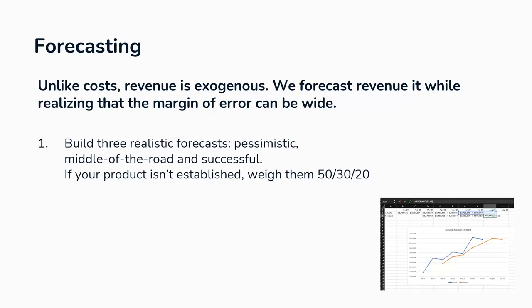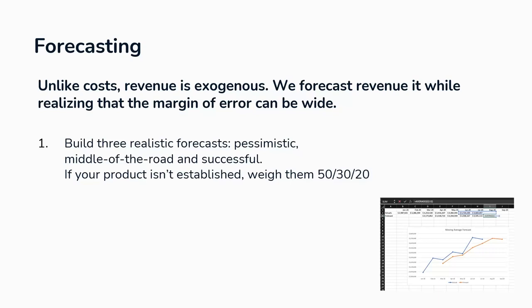And we will start by producing three forecasts, each of them for the next 2 or 3 years. The first of these forecasts should be a pessimistic one. This is what your revenue would look like if the product struggles. It's not necessarily a total catastrophe, but it should represent something quite disappointing. If your product hasn't yet launched and you don't have any committed customers, then in this scenario, it's basically possible to have very few sales in your pessimistic scenario.